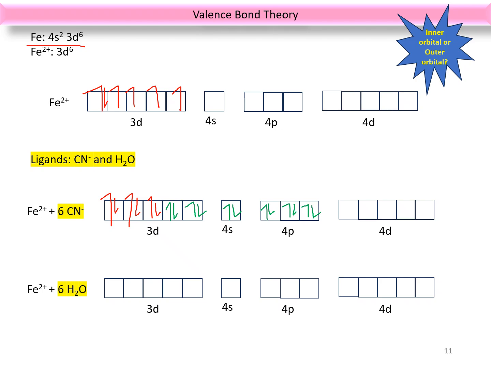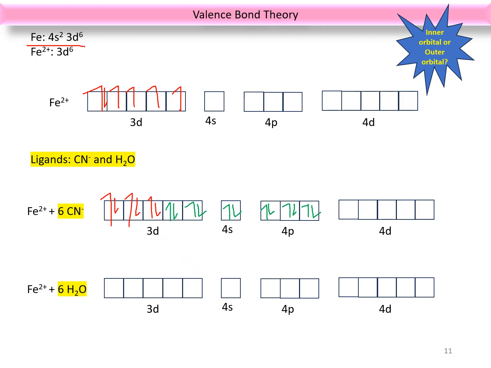Why is it called inner orbital? Because the ligand is filling up the empty spaces of the d orbitals that belong to the metal. Now, how about when iron 2 plus reacts or coordinates with water?